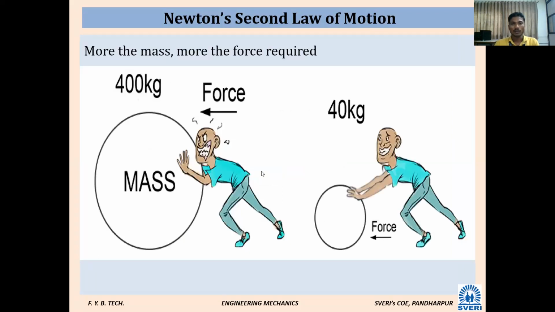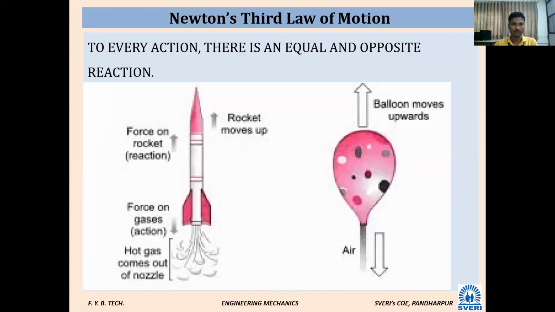Same example: the more the mass, the more force is required. The same example is shown here. For 400 kg mass, more force is required to push it. On the other hand, 40 kg is less mass. So you can see, it is just an example that is shown. Newton's second law. Third one.